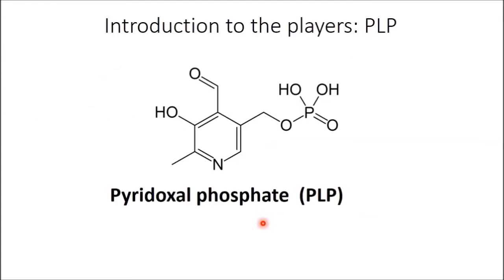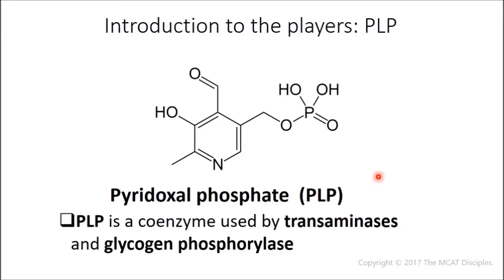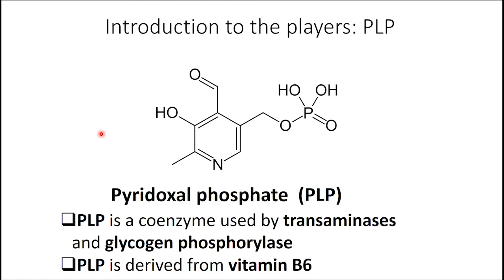Introduction to the players. So here's PLP, or pyridoxal phosphate. It is a relatively ubiquitous cofactor that's used in transaminases and glycogen phosphorylase. The reason I'm mentioning it, of course, is that it's being used in glycogen phosphorylase. Turns out that PLP is actually derived from vitamin B6, the pyridoxal group of vitamins. And the reason why I mention that is because the MCAT wants you to know that B vitamins play a critical role as cofactors for many different biological reactions, and here's just one of the examples.